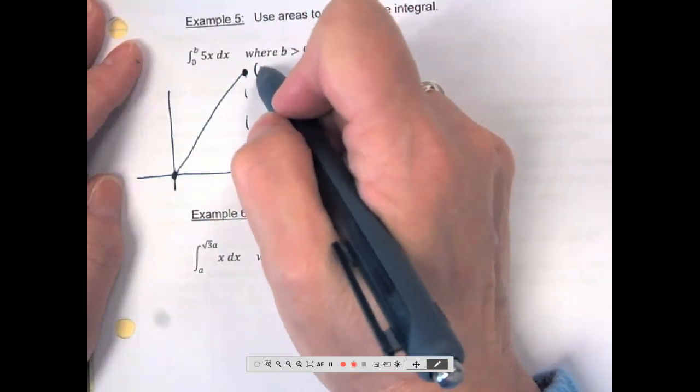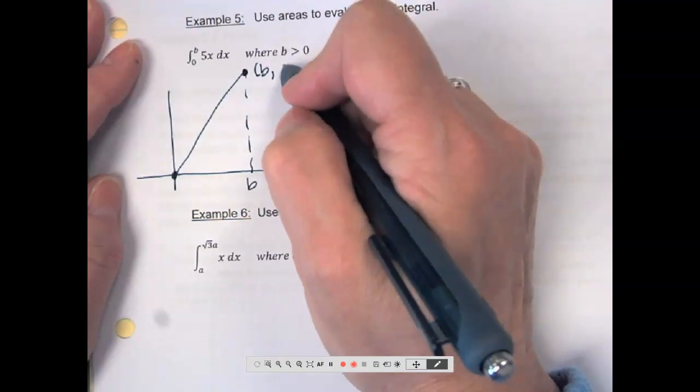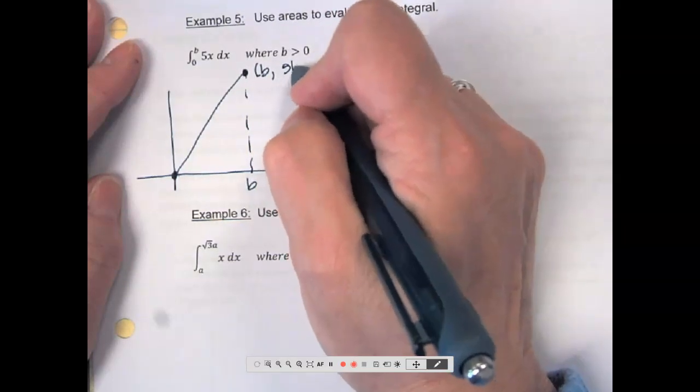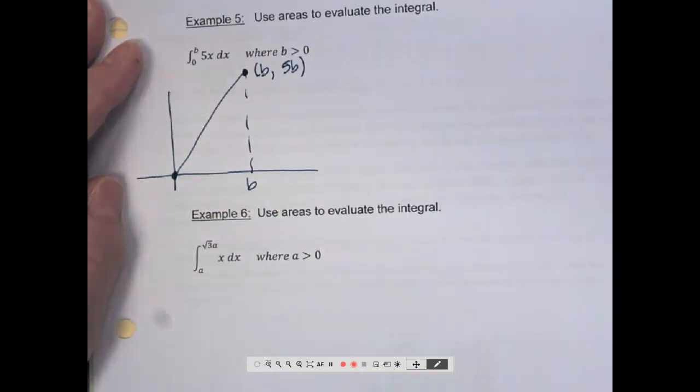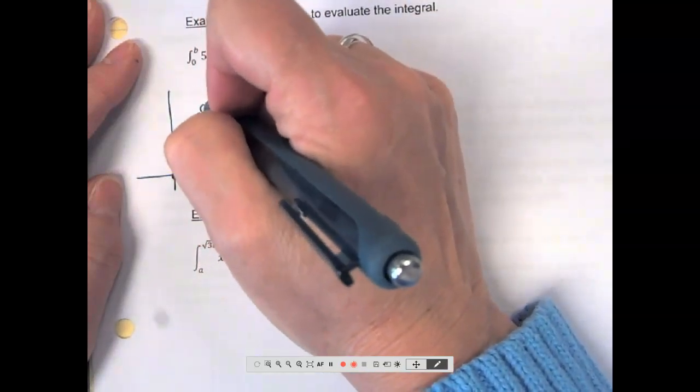Give me the x-coordinate. B. And what is f of b? 5 times b. Where did I get 5b? I plugged it into this function, y equals 5x.